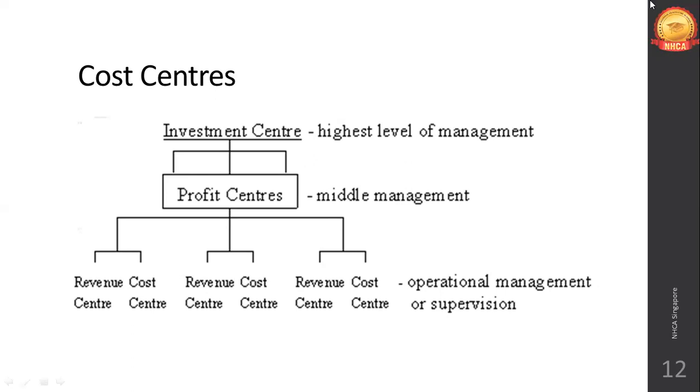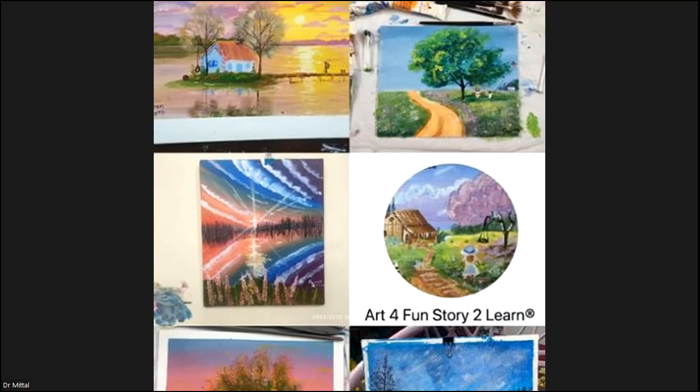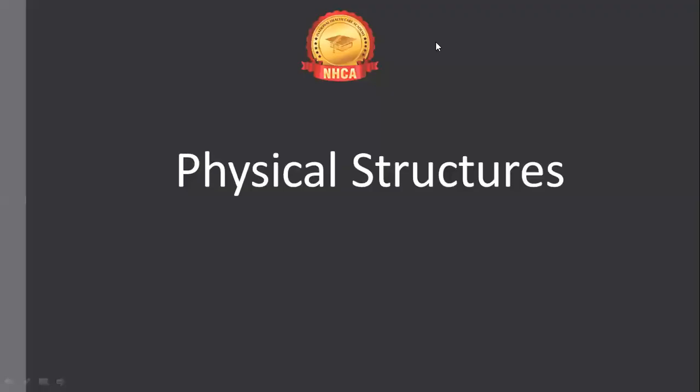So that's about the accounting topic. If you have any queries, please mention them in the chat box. So today we will do a few topics together regarding physical structures and quality standards in physical structures, page number 77 onwards in your quality control management textbook.